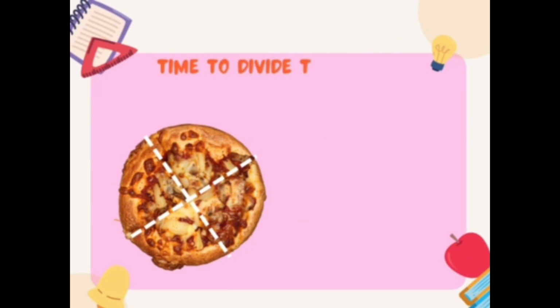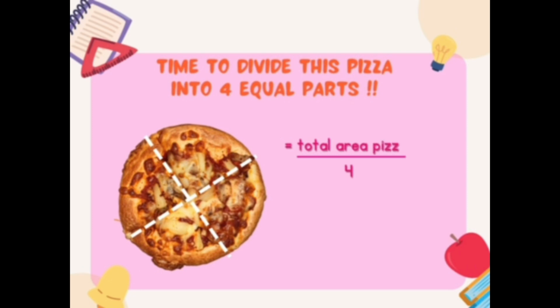Now, we can divide this pizza into 4 equal parts. To find the area of one sector, I divide the total area by 4. 616 divided by 4 equals 154 square centimeters.